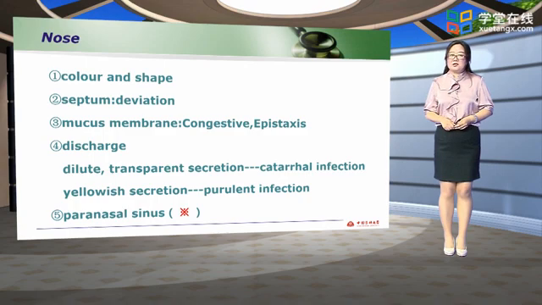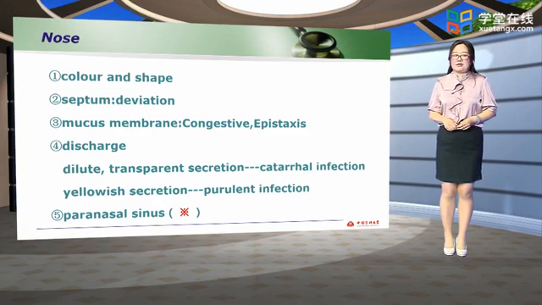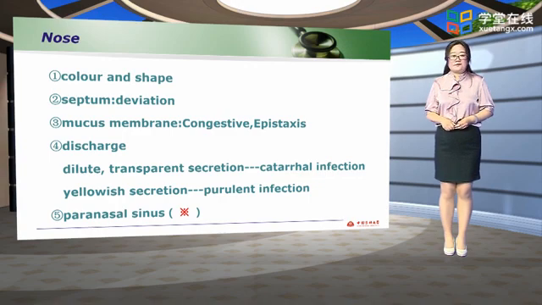When we examine the nose, we also examine from outside to inside. We can note the color and the shape of the nose to find if the patient has deviation of the septum. If the patient has influenza or an infection, maybe we will see the congestion of the mucosa or can see the discharge. When the patient has hypertension, maybe we will see the bleeding of the nose.